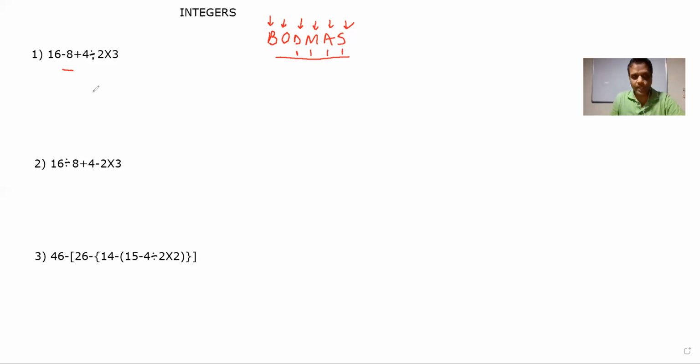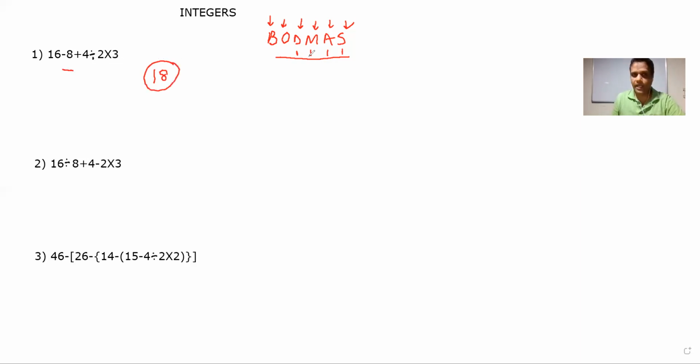So today, to bring more clarity, I thought let me do a couple of sums where I would solve it both ways, one without BODMAS and then with BODMAS. Let's see if there is any difference in the answer. So in this question, 16 minus 8 plus 4 divided by 2 into 3. Let's start from the left. 16 minus 8 is 8. 8 plus 4 is 12. 12 divided by 2 is 6. And 6 into 3 is 18. So ideally, if someone doesn't know BODMAS, then he will get the answer 18, right?